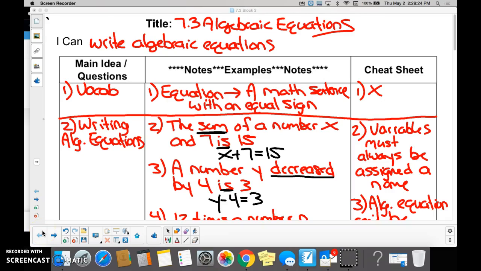7.3, Algebraic Equations. I can write algebraic equations. Thank you, Riley. That was very well done.